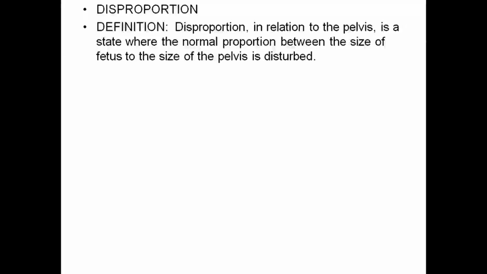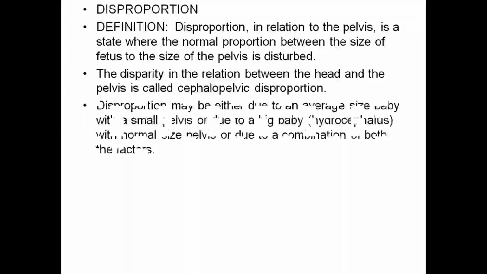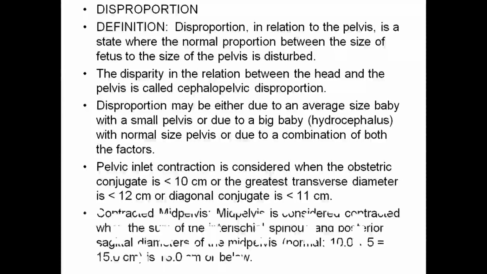Disproportion, in relation to the pelvis, is a state where the normal proportion between the size of the fetus and the size of the pelvis is disturbed. The disparity in the relation between the head and the pelvis is called cephalopelvic disproportion. Disproportion may be due to an average size baby with a small pelvis, or due to a big baby with a normal pelvis, or due to a combination of both these factors. Pelvic inlet contraction is considered when the obstetric conjugate is less than 10 cm, or the greatest transverse diameter is less than 12 cm, or the diagonal conjugate is less than 11 cm.